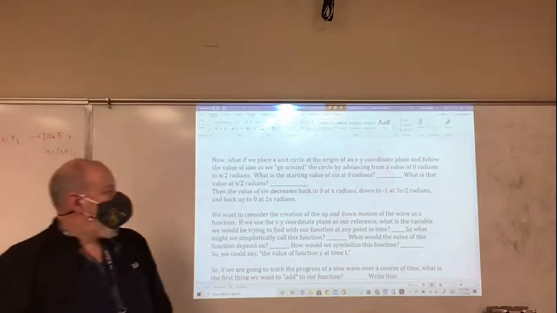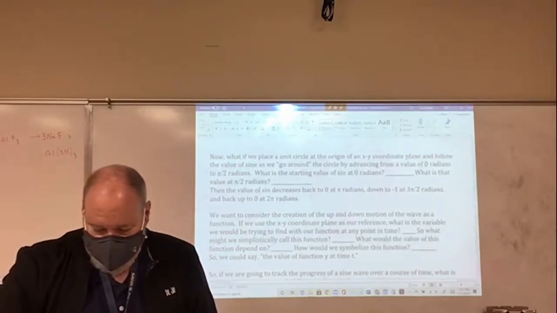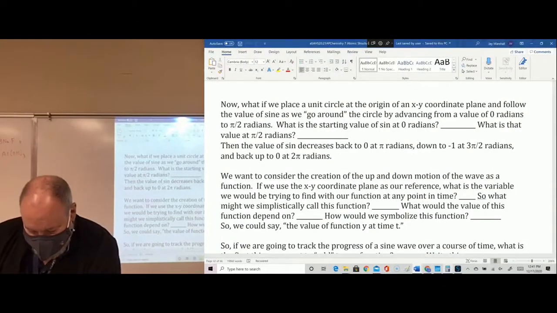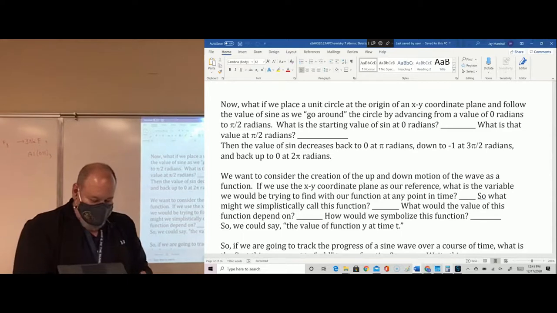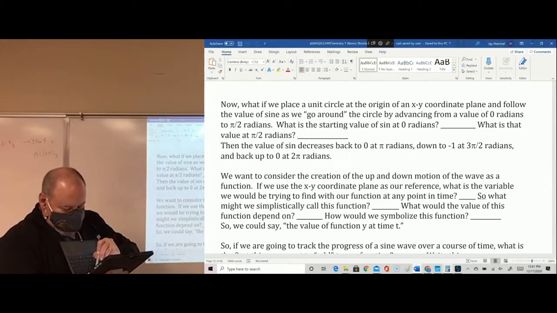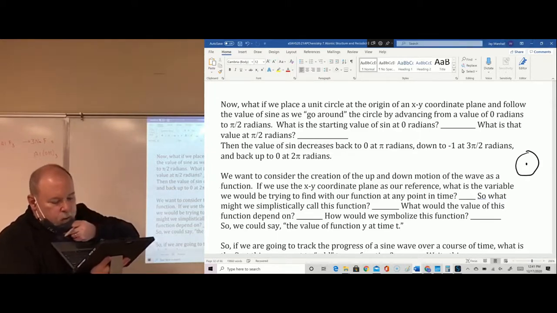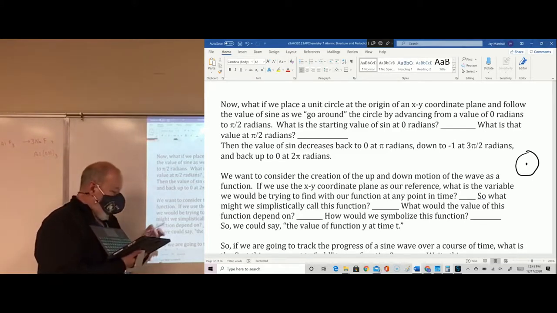Okay, so we've got a unit circle. Yes, woohoo, the unit circle is your friend. As long as you can, it's truly useful. Why do you know it?